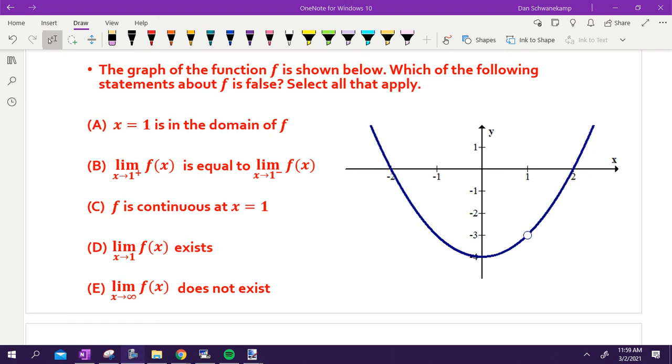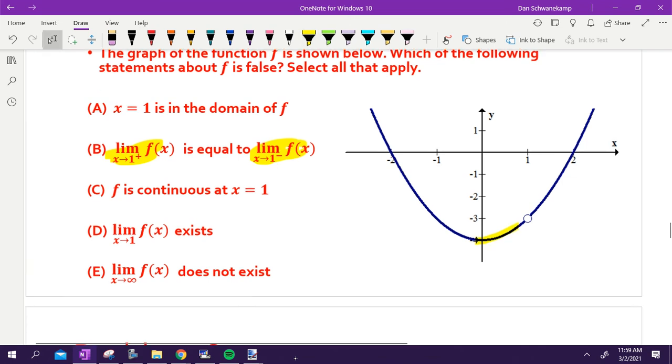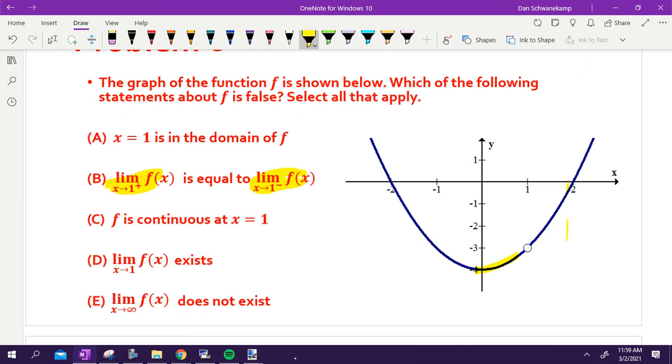Let's see it. Letter B, let's start here. The limit as x approaches 1 from the left is equal to the limit as x approaches 1 from the right. Is that a true statement? Yeah, I'm approaching the same number, so that one's true. So that's not my answer because I'm trying to pick false ones. So it's not B. Letter D. If the limit from the left and the right are the same, does the limit exist? Yeah, that's true. The limit exists because I'm approaching the same thing.